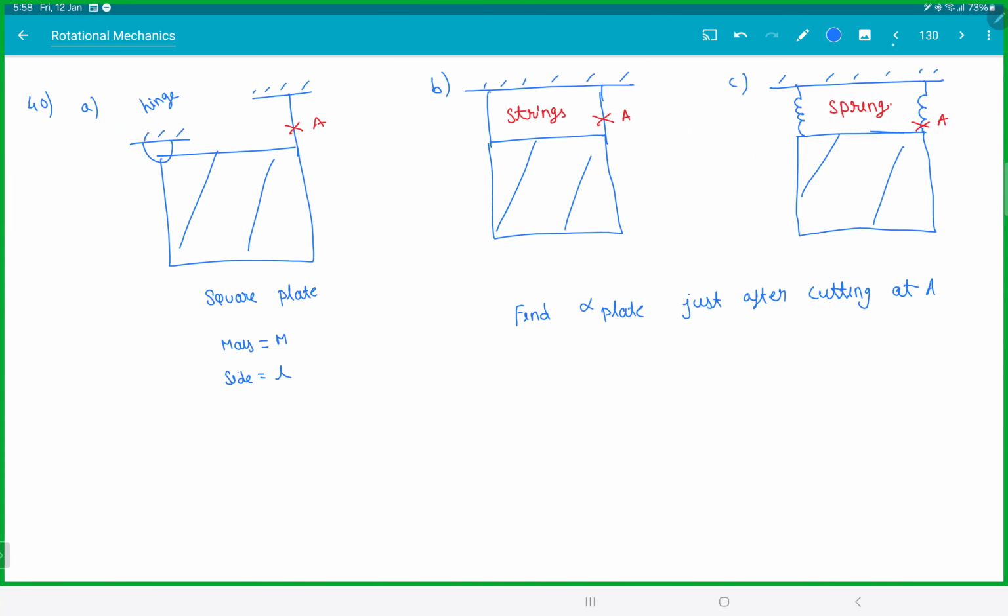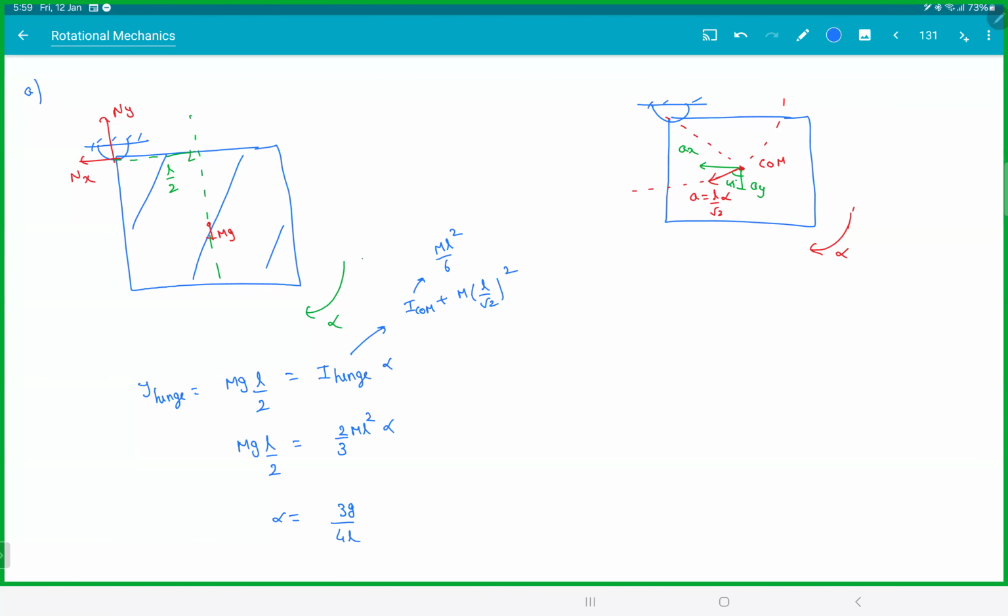Clear? What about the second case? If you have both the strings and you're cutting one, please have a look at this page.